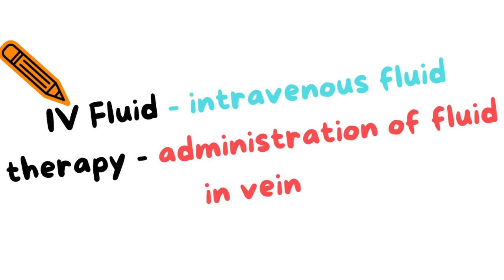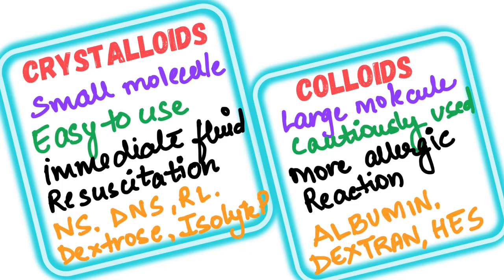On a broader aspect, IV fluids are classified into two categories, that is crystalloids and colloids. As the name says, crystalloids means very small particles or very small molecules. These are very easy to use and provide immediate fluid resuscitation. That means when you need an immediate effect, that time we use crystalloids. The most common examples of crystalloids are normal saline, DNS, RL, dextrose, isolyte P. Whatever you listen to on a day-to-day basis, all are examples of crystalloids.